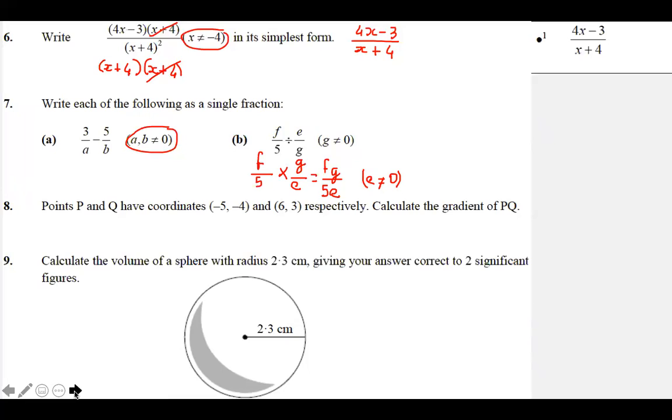So let's see how they mark these. So the first one, if you get AB, that's 1 mark. And if you get your 3B minus 5A at the top divided by AB, that's your second mark. AB just means you've got a common denominator. Here you get your first mark by changing the divide to a multiply and G over E, and your second mark by stating that F times G is just FG, and 5 times E is just 5E.